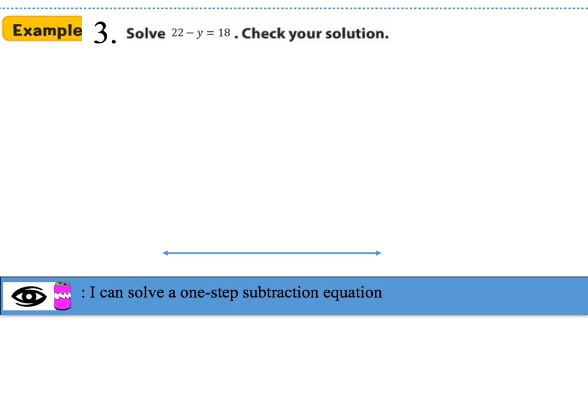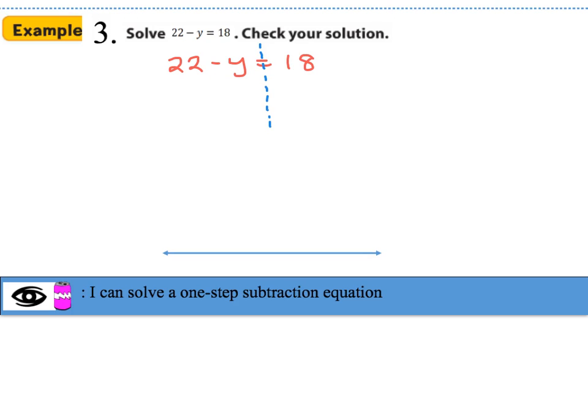For example 3, it says solve 22 minus y equals 18, and then let's check our solution. So this problem is a little different. We're still going to start off with drawing our fulcrum down the center of our equal sign. But now, if you look at it, our variable has a minus sign or a negative next to it.